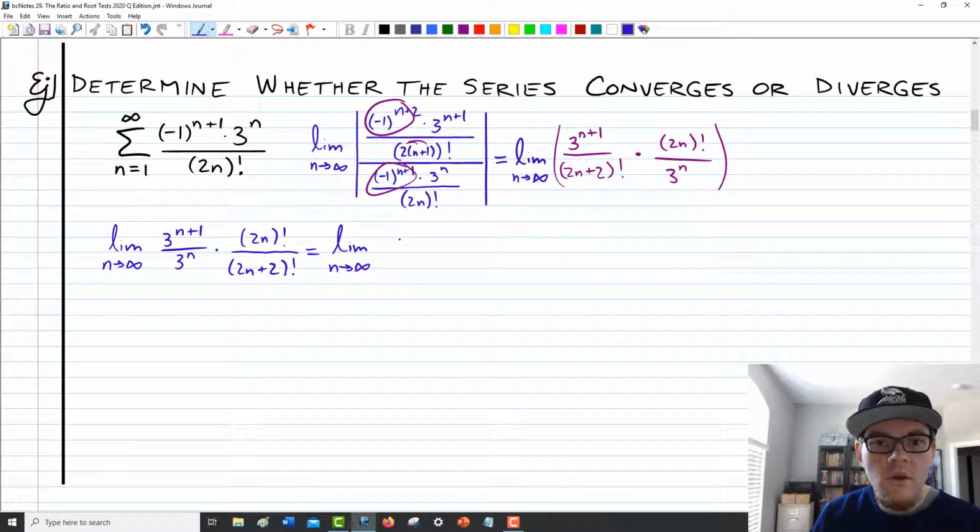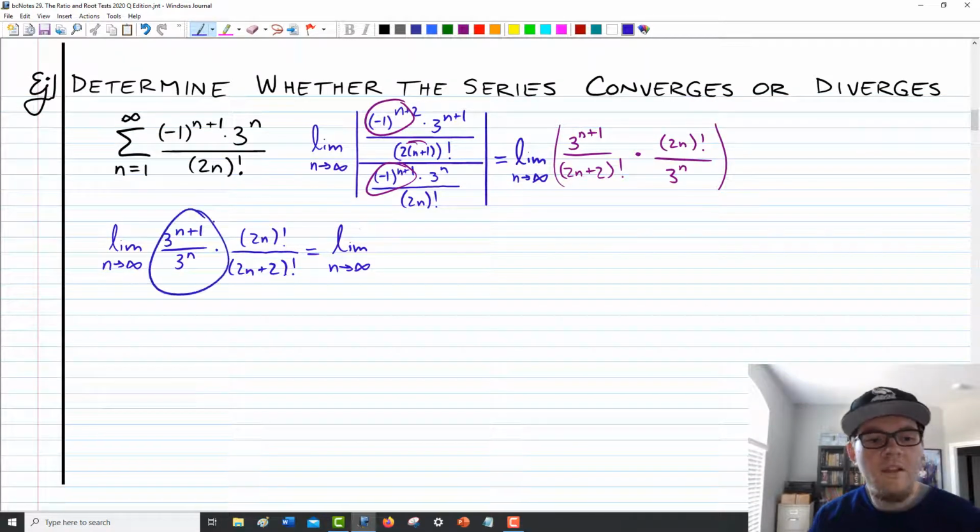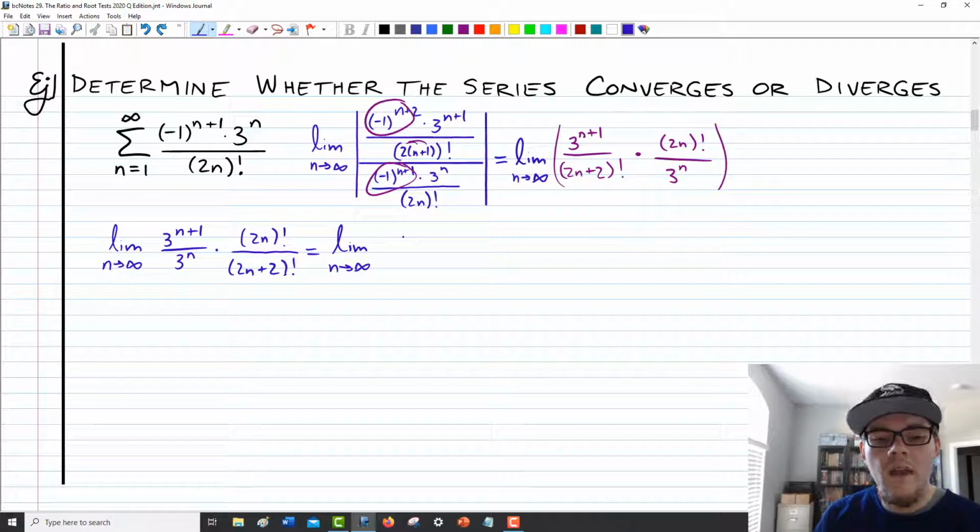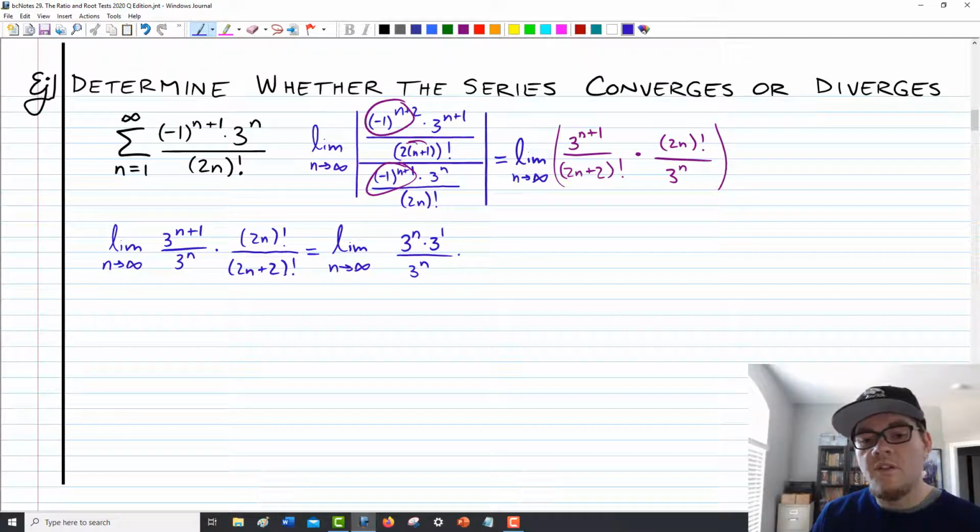So for instance, the first one I'm going to hit is on this one. 3 to the n plus 1 over 3 to the n is 3 to the n times 3 to the 1, all divided by 3 to the n. You can see why that was a valuable move. The 3 to the n's are going to go away, but I'll be patient.